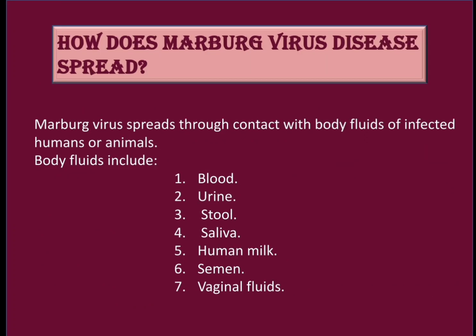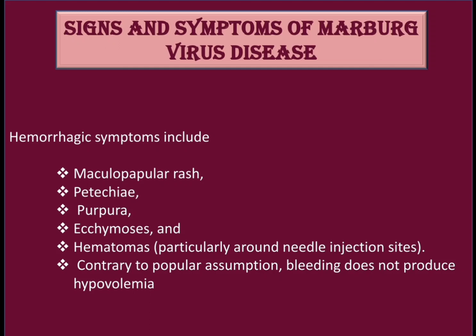How does Marburg virus disease spread? As we already know, it spreads through bodily fluid of infected humans or animals. The bodily fluid may include blood, urine, stool, saliva, human milk, semen and vaginal fluid.